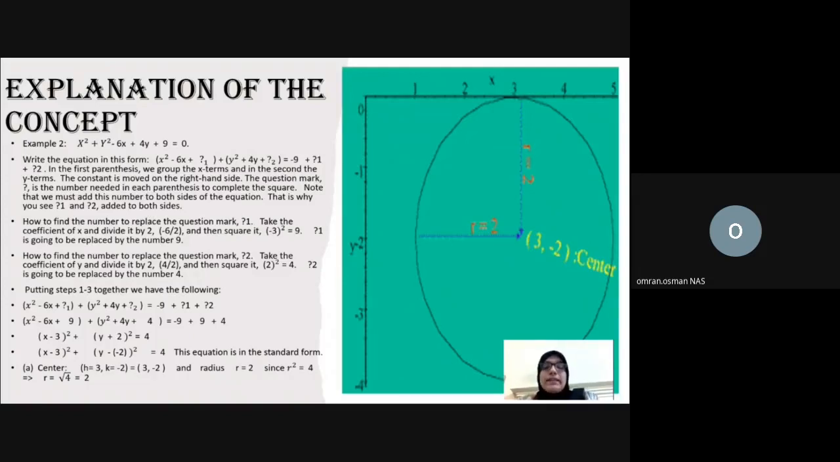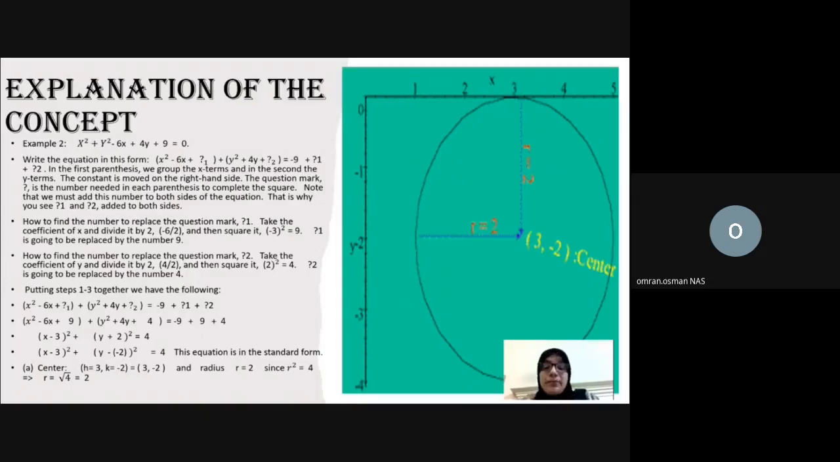To find the missing number from the x side, we should divide the number with x, which is negative 6, by 2. The answer that is given, we should square it. So negative 6 divided by 2 equals negative 3. Negative 3 squared equals 9. 4 divided by 2 equals 2. 2 squared equals 4.